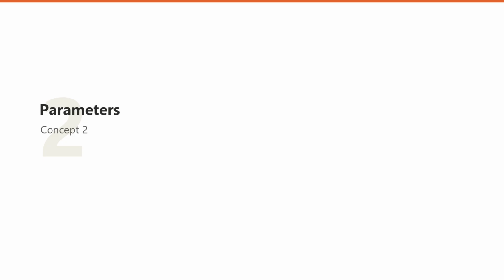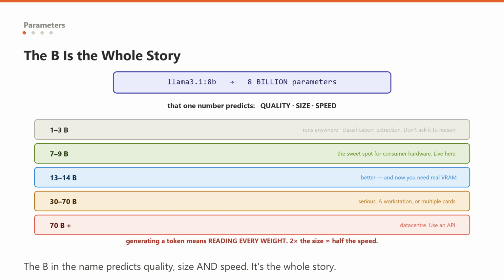Concept 2. What 7b actually means, and why it is the number that matters. When you see Llama 3.1, 8b, that 8b means 8 billion parameters. 8 billion numbers that constitute the model's learned weights. And that single number tells you most of what you need to know. It predicts the quality. More parameters generally means a smarter model, more world knowledge, better reasoning. It predicts the size on disk, and, critically, the memory it needs to run. And it predicts the speed, because generating each token means reading every one of those weights from memory.